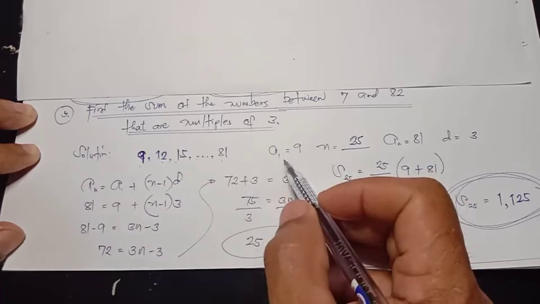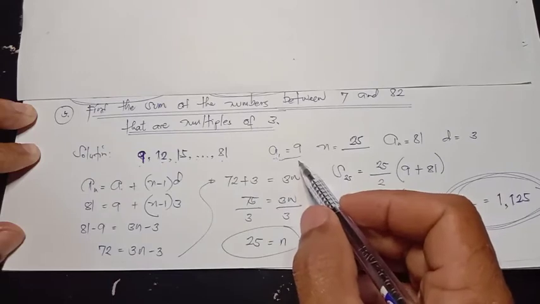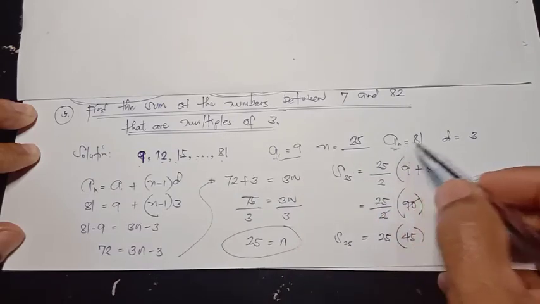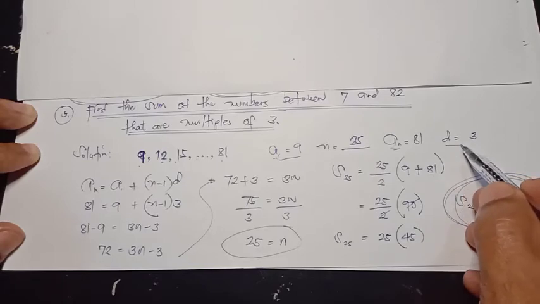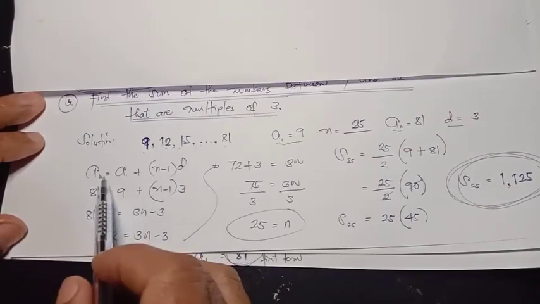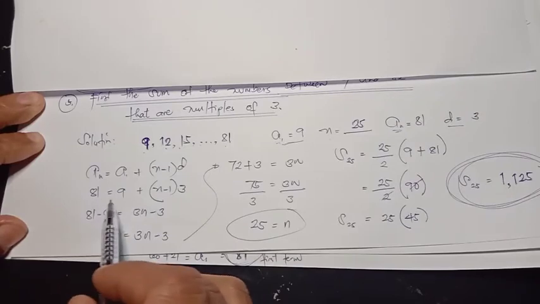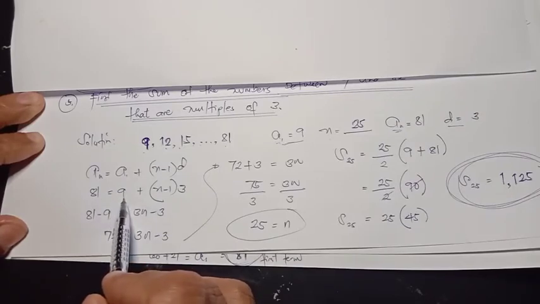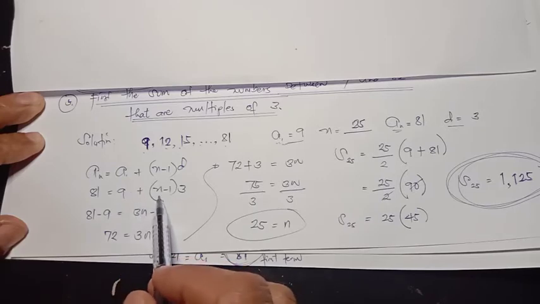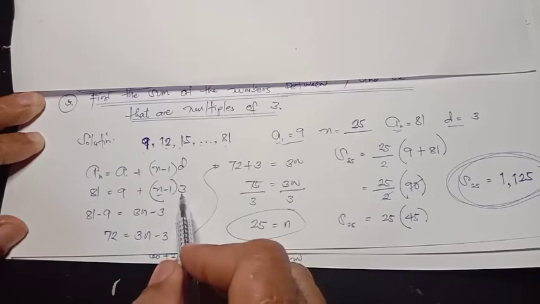Hanapin natin yun. Using the information, first term, A sub 1 is 9. The last term is 81. Then, the common difference is 3. Hahanapin natin kung ilang term. Using this formula, A sub n equals A sub 1 plus n minus 1 times d. The last term is 81 equals 9, the first term, plus n minus 1. We don't know n kasi hindi pa natin alam kung ilang number ng term from 9 to 81. Then the common difference is 3.